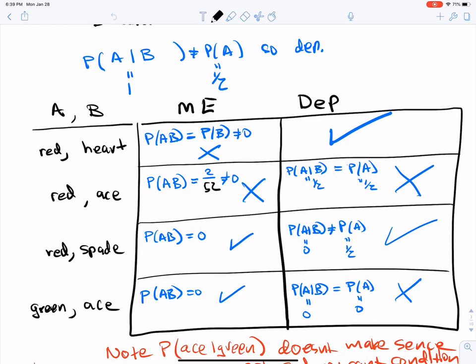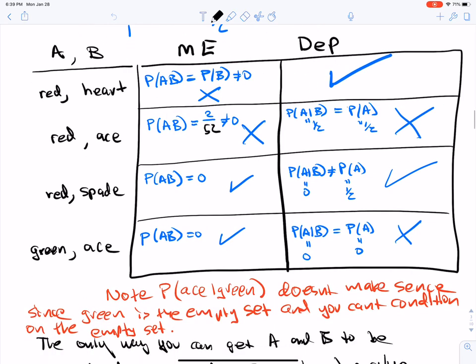And furthermore, they're dependent because knowing the card is an ace doesn't tell you anything about whether it's green or not. Or another way to say that is that the probability that it's green is independent of whether it's an ace or not, because there's no such thing as a green card.